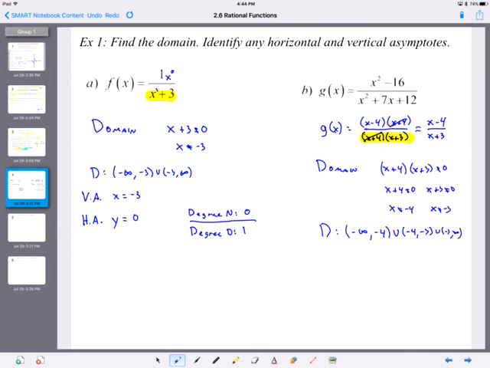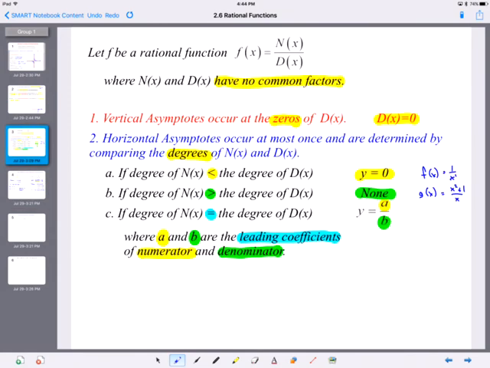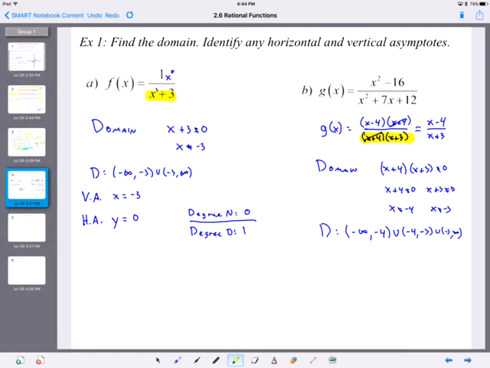Okay. Now, going back here, I just want to make sure that we remember when we find the vertical and horizontal asymptotes, there are no common factors. So we did simplify this, so we've got to look at the simplified version when we identify the vertical and horizontal. So the vertical asymptote is when your denominator, which in this simplified version, is equal to 0. So that would be at x equals negative 3. So our vertical asymptote is at x equals negative 3.